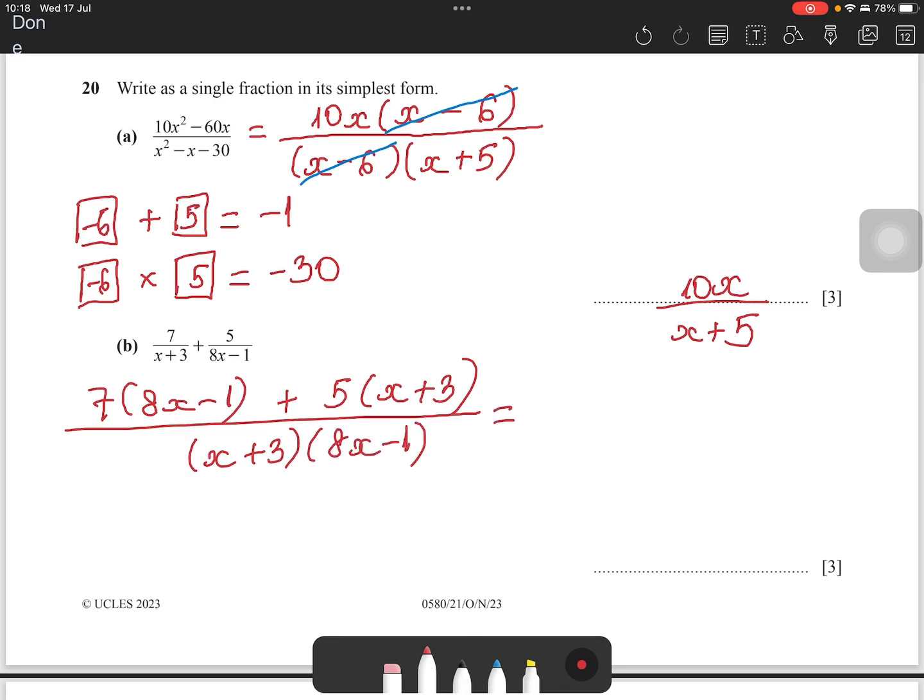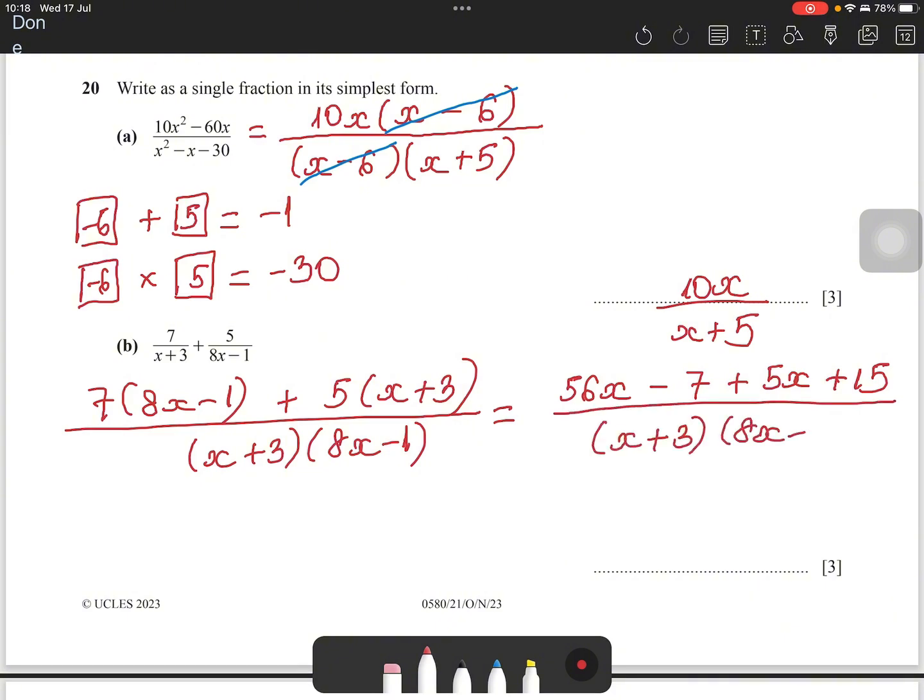Now we need to expand the brackets on the top. 7 times 8x is 56x, minus 7 times 1 is 7. 5 times x is 5x. 5 times 3 is 15. And we keep the denominator x plus 3, 8x minus 1.